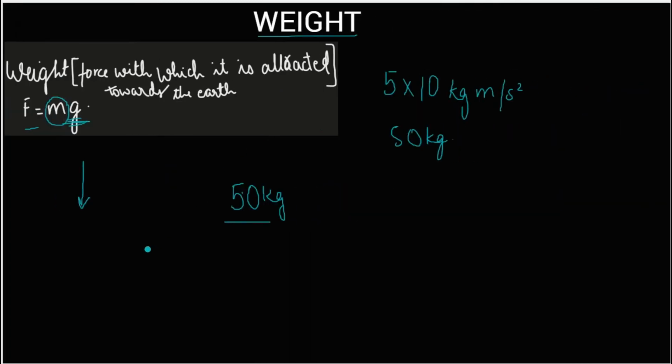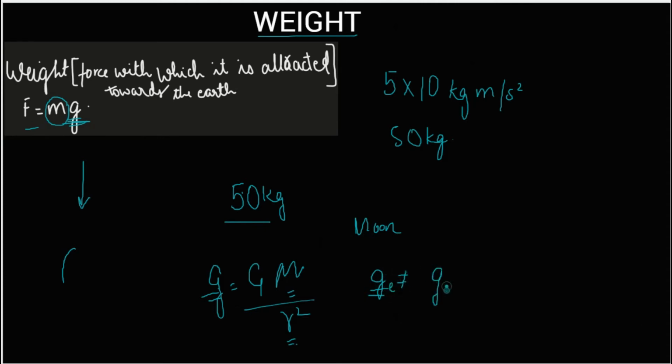Now what happens if I talk about this earth? Small g is capital G M upon r square. So if I talk about the moon, it has a small radius and a smaller mass than earth, so we can say that its g will be different from the g of the earth.